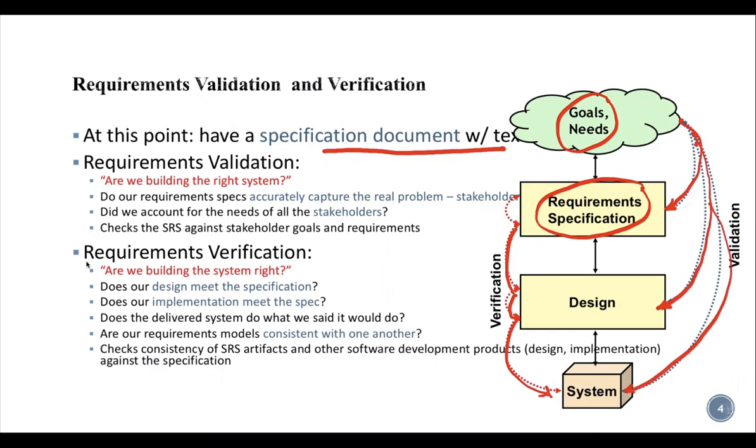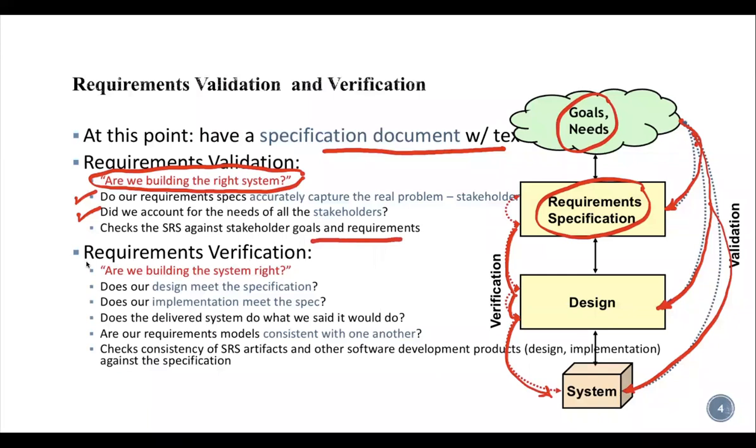So the question is, what is the difference between requirements validation and requirements verification? Requirement validation: we like to validate requirements, which means we need to answer the question, are we actually building the right system? This is the question you need to find an answer for. Do our requirement specifications actually capture the real problem defined by the stakeholders? Did we account for the needs of all the stakeholders or not? That means we need to check the SRS document against the stakeholder goals and requirements.